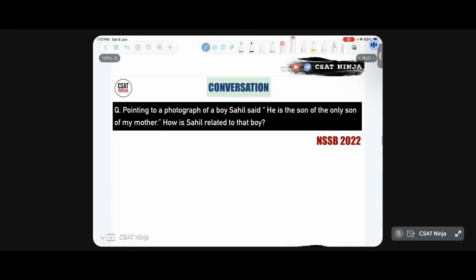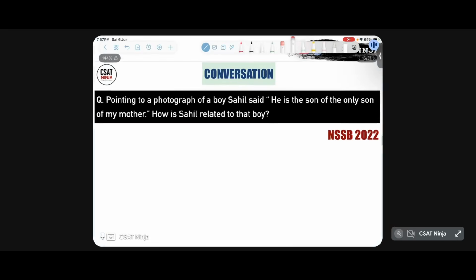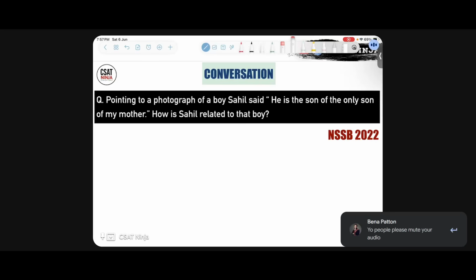Now let's start with conversation-based question. The first type of question was a very simple basic level question only. The question that we have done now was a UPSC question. That's the reason why the level of question was a little bit high, but it's okay. If you are clear, let's move on to the next. Next topic is conversation-based question. This is the favorite question of NSSB, especially.